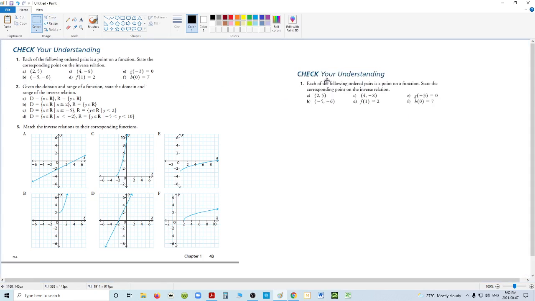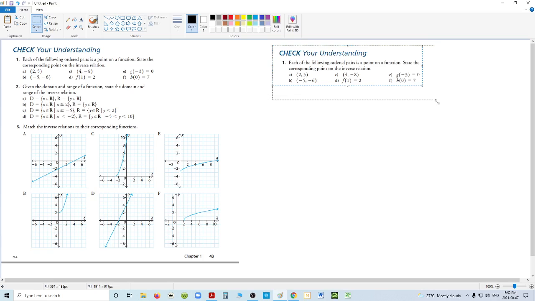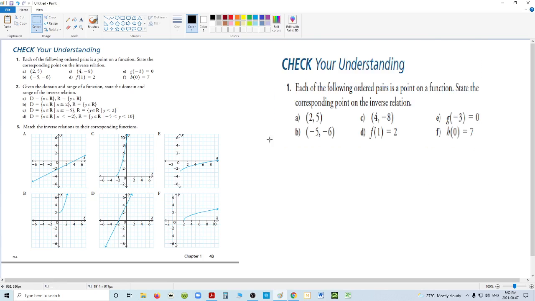Number 1. State the corresponding points of the inverse relationship. So looking at A, it's very easy. We just swap the x and the y. That's it. Looking at B, very easy. We just swap the x and the y.